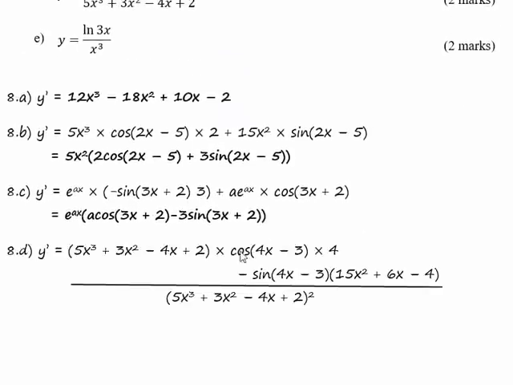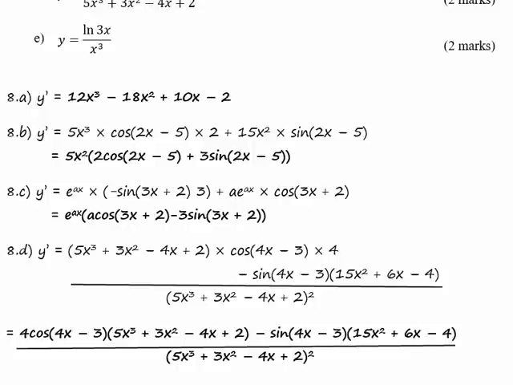So we get v du dx, and don't forget to differentiate the contents of the bracket, which is where that extra 4 comes from, and then we're going to get minus u dv dx. That's going to be 15x squared plus 6x minus 4. The 2 will disappear, and then that's all over v squared. We can tidy this up a little bit, giving us the answer.